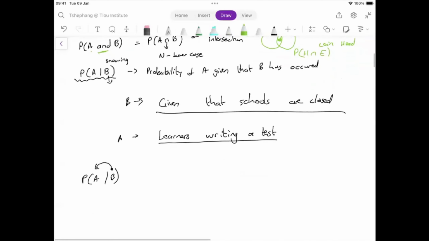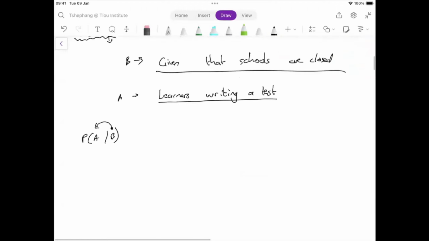Okay, perfect. And I also explained the conditional probability, the probability that learners are going to write tests given that schools are closed. Those chances are slim to none. Okay, perfect.